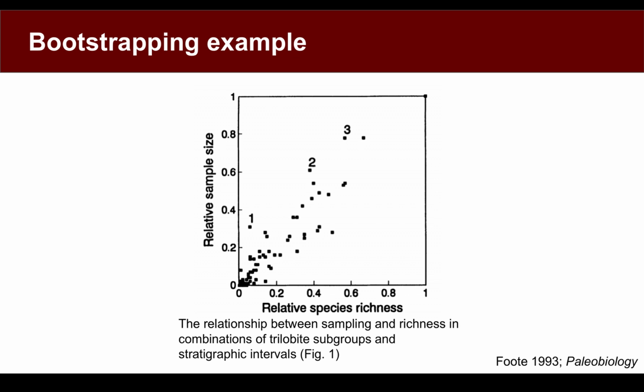So here is a useful plot that you would want to make anyway to check whether or not sampling might be a problem for your data. What Foote's done here is he's rescaled his data 0 to 1. So on the x-axis we've got relative species richness. The least species rich sample gets scored 0, the most species rich is 1, and everything else is stretched out in between. And then he's done the same thing for the relative sample size on the y-axis. So the smallest sample is 0, the largest is 1.